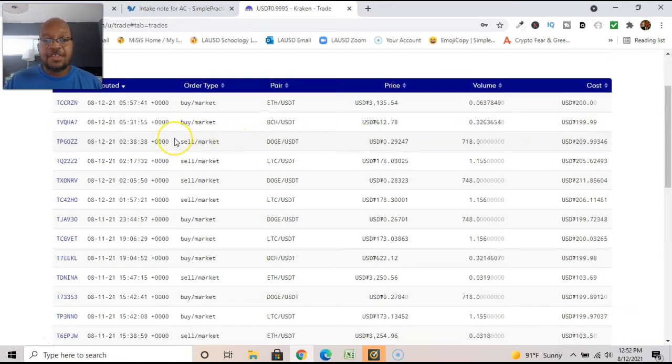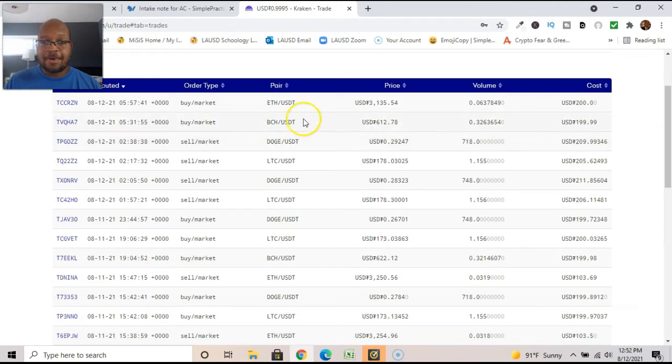Now, the other thing to keep in mind is your sell orders. This is a sell for Dogecoin, and it sold and gave me a profit, because I invested $200 and the sell was for $209.99. So I measure whether or not I'm profitable in a trade two ways. The first way is I come back here in the trades and look at the cost, and if that number is higher than what I put in, I know I'm profitable on that trade.